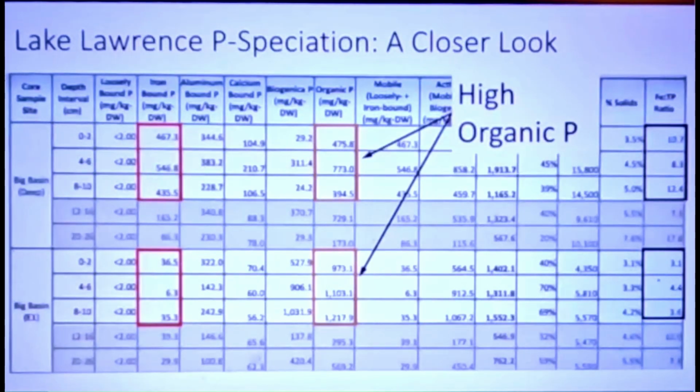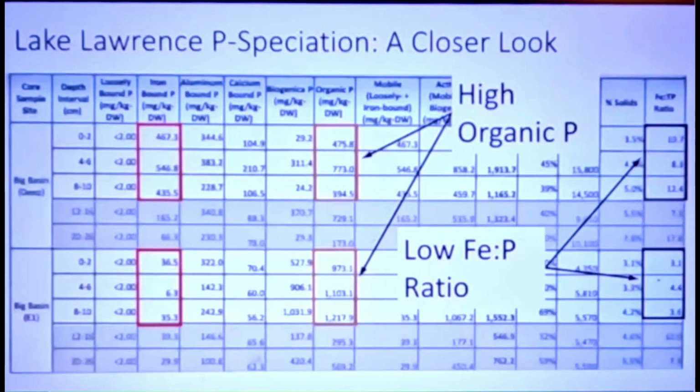However, you also have a very, very high organic bound fraction. It's kind of equal in the Deep Basin. However, Big Basin E1, you have a lot of organic bound fraction, phosphorus. And thirdly, you have a very low iron to phosphorus ratio. So remember back at the slide I showed previously on the sediment speciation. Benefits work when we have a high iron fraction. When we have a high organic fraction, we start to work in this wild card efficacy.